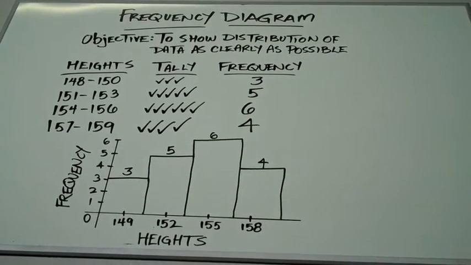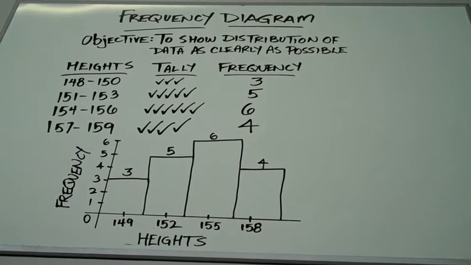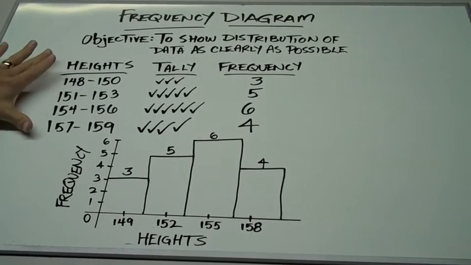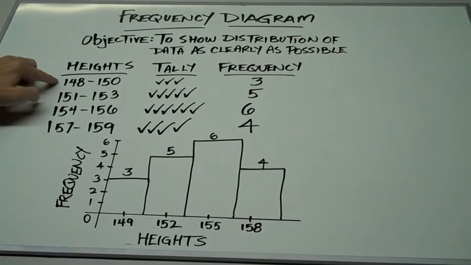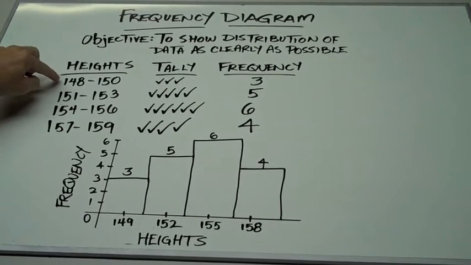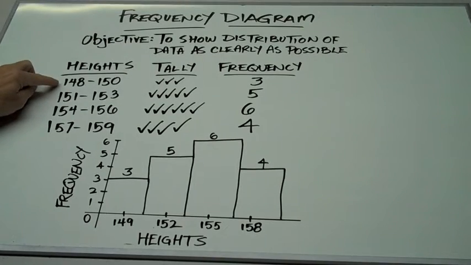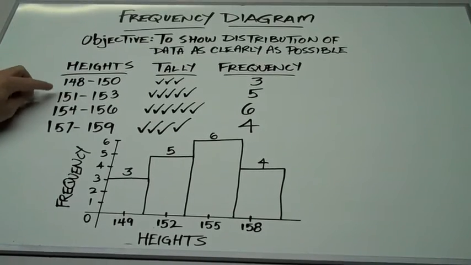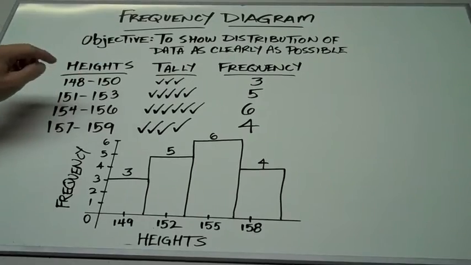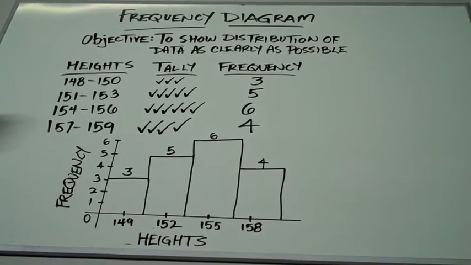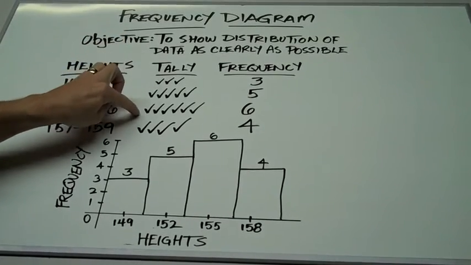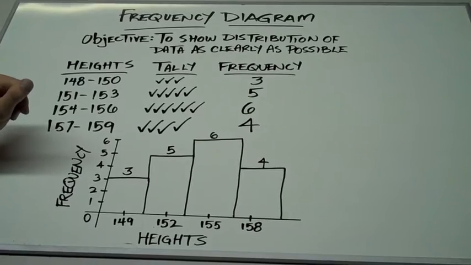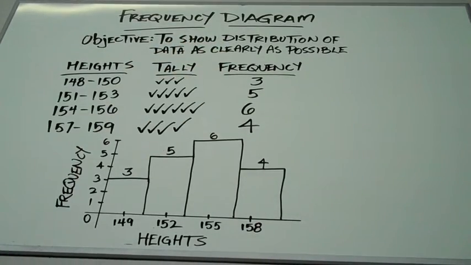Let's talk now about a frequency diagram. The objective of a frequency diagram is to show the distribution of data as clearly as possible. For example, if we're given this data here, here are heights of people in centimeters. Notice the class goes from 148 to 150, but that would really mean 147.5 to 150.5. Similarly, 151 to 153 goes from 150.5 to 153.5. You get 0.5 on either end of these. If I'm counting the number of people, I would put the tally mark as I asked them how tall they were in each category, and then summarize with one number for frequency.